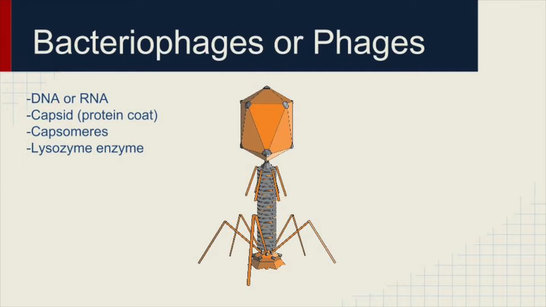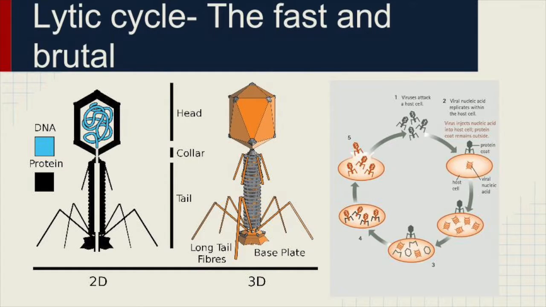Now we will go on to the first cycle that a phage uses to infect other cells, or hosts in this case. The first cycle that we will be looking at is a fast and brutal cycle called the lytic cycle. The reason I call it this is because this cycle is basically for the virus to go in, kill hosts, and basically spread itself until it dies. Now what I mean by that is, let's go through the steps of what happens in the lytic cycle.